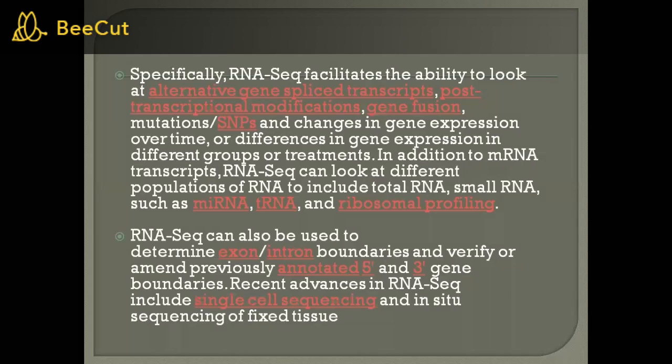So specifically, RNA-seq facilitates the ability to look at alternative gene splice transcripts, where splicing has taken place in the transcript. Post-transcriptional modification we can also analyze from RNA-seq. Then gene fusion, mutations, or any single nucleotide polymorphism we can understand, and changes in gene expression over time, or differences in gene expression in different groups. For example, taking a control cell and a cancerous cell, we can find out the difference in the gene expression pattern of those different cells.